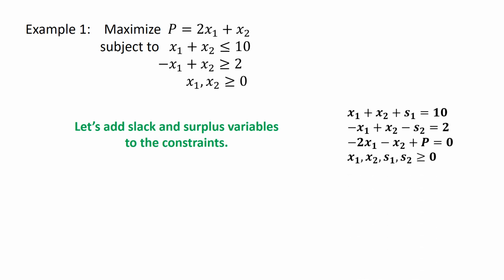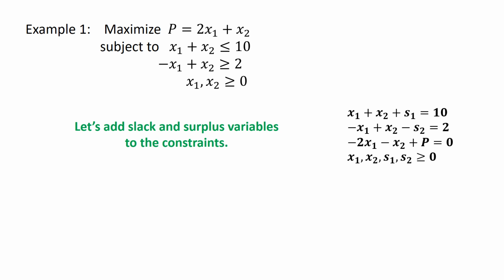So we get x1 plus x2 plus s1 equals 10. In the second constraint, it's a greater than or equal. So if we want to gain equality, we're going to have to subtract something. So we subtract a surplus variable. So we have negative x1 plus x2 minus s2 equals 2.